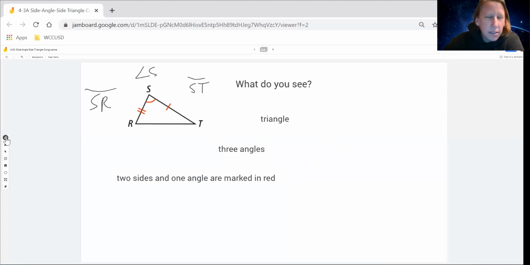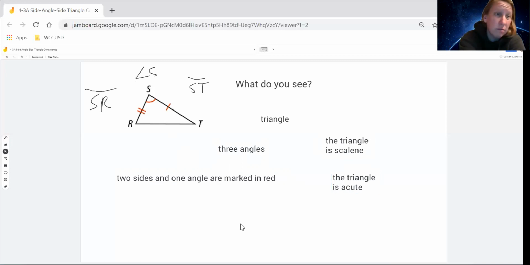And somebody in class classified the triangle. So can we classify this triangle? The triangle is scalene. That's good. And all 3 sides are different. Someone else classified it by its angles. What kind of angles are those? Good. The triangle is acute. Can we name the triangle? How do we name triangles? We put the triangle symbol and then we put the 3 letters of the vertices. So that triangle is named triangle RST.